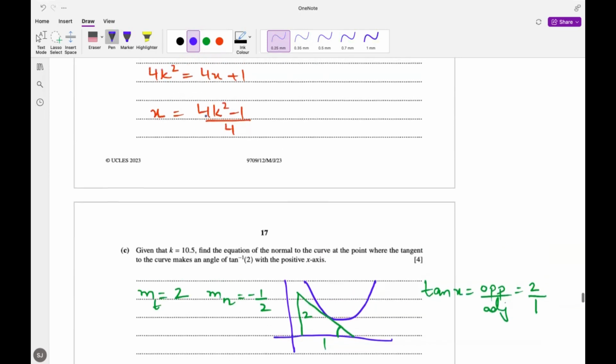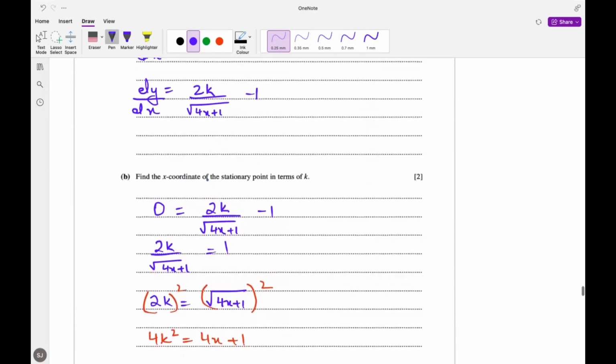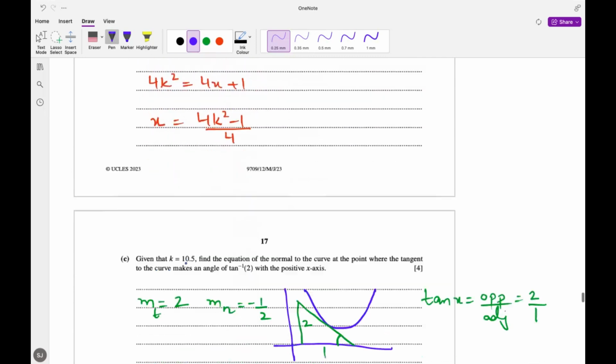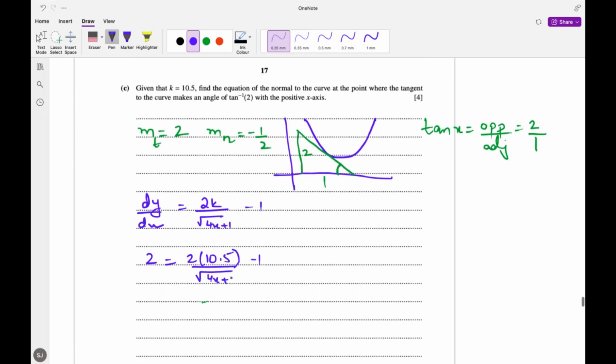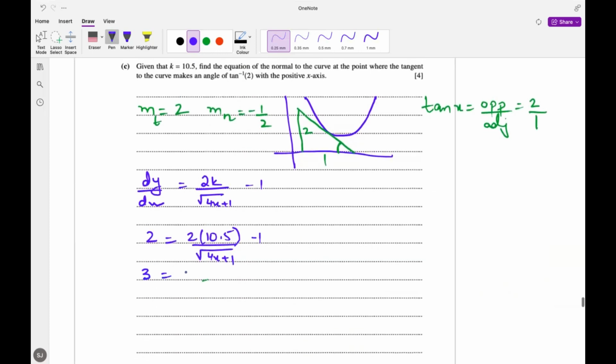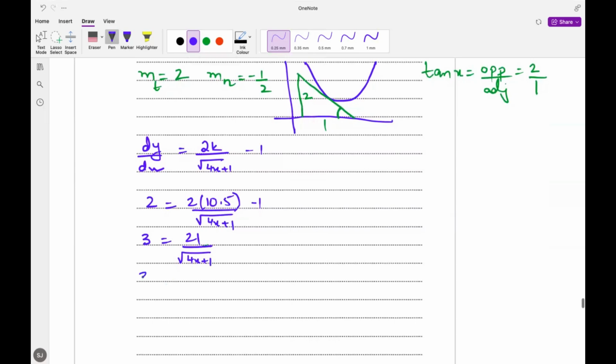So dy/dx we know was given as 2k upon square root of 4x plus 1 minus 1. In place of dy/dx, we'll write 2, and k value is 10.5. So this will be 21 upon square root of 4x plus 1 minus 1. Taking the 1 on the other side, we'll get 3 equals 21 upon square root of 4x plus 1. Cross multiplying, we'll get 3 square root of 4x plus 1 equals 21.